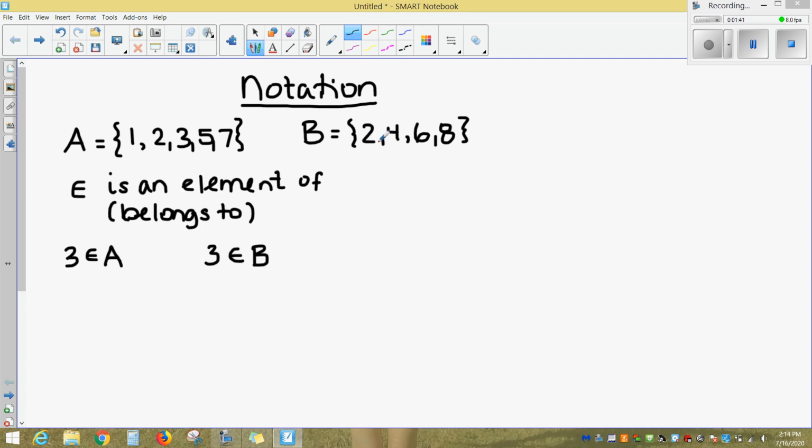Okay, but the nice thing about symbols in mathematics is if I want to negate them, or I want to mean the opposite, I can just draw a line through that symbol. Okay, so you've probably seen a line through an equal sign before to mean not equal to. If I draw a line through belongs to, then that means doesn't belong to. Okay, or is not an element of.